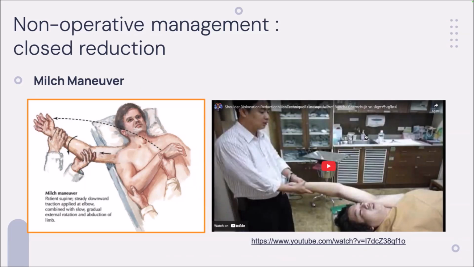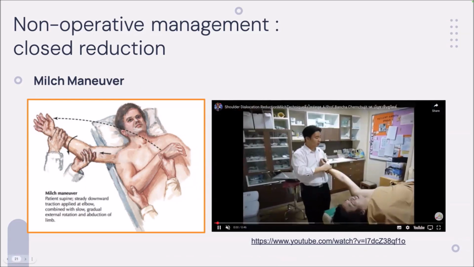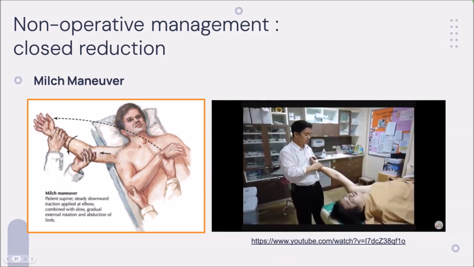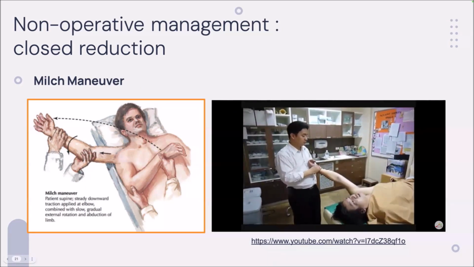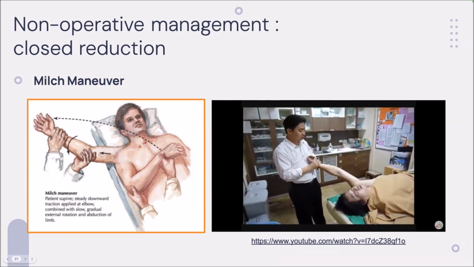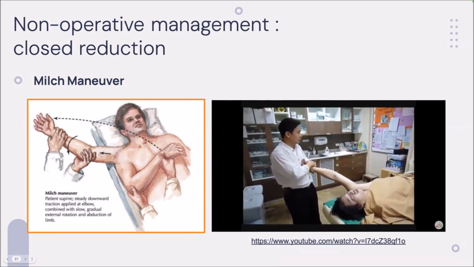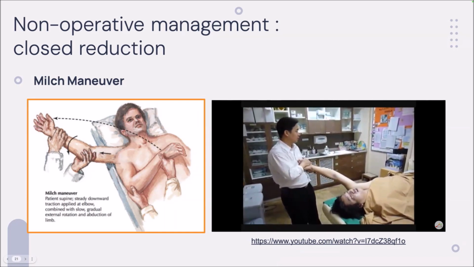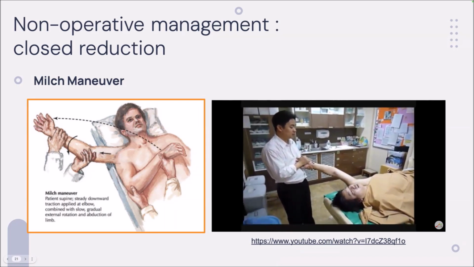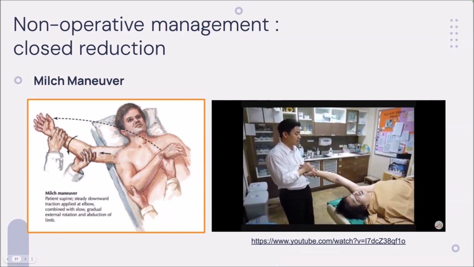Another one is called the Milch maneuver. The Milch maneuver can be used for recurrent shoulder dislocation without the need for intravenous sedation or general anesthesia. It starts with holding the patient's wrist and slowly abducting the arm, in a supination position, using steady, gentle traction throughout. Then the humerus will slowly glide back into the joint.